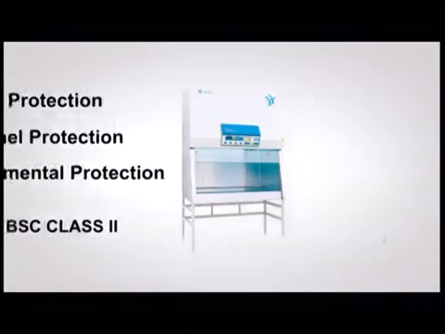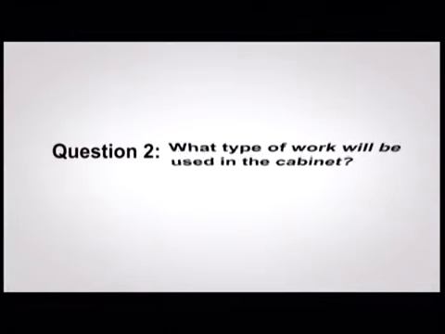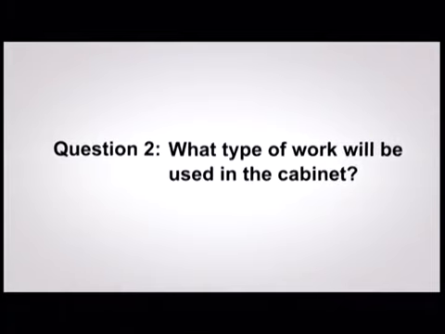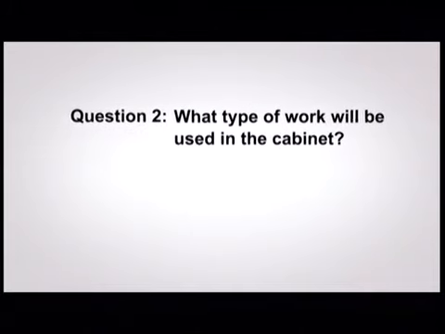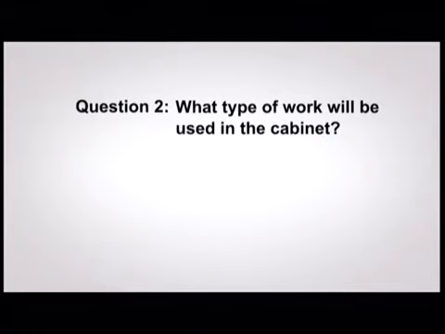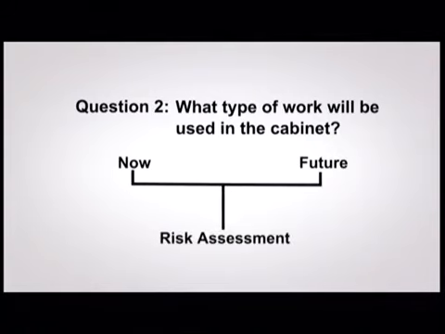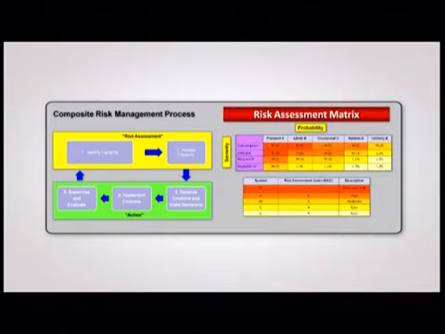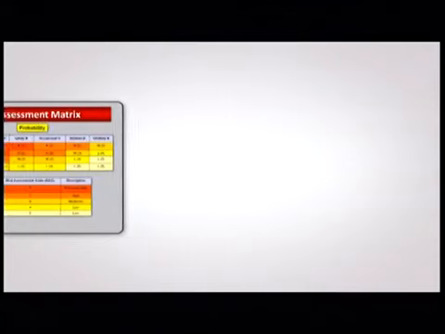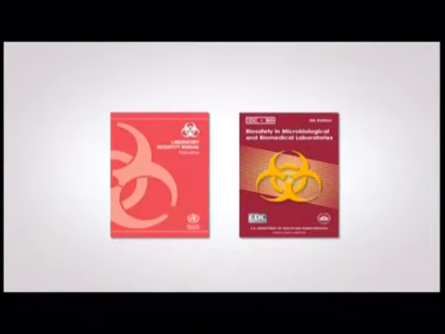The next question to ask before selection is, what type of work will be done in the cabinet? One of the most difficult tasks in selecting the BSC is trying to foresee all the different types of work that will be taking place in it. It is critical to decide what things need protection both now and in the future. The selection of your BSC should be based on the risk assessment, which outlines the probability and severity of the hazards you will be working with. When considering the type of cabinet to use, please consult references such as the WHO Biosafety Guidelines, as well as the most current edition of the CDC BMBL.